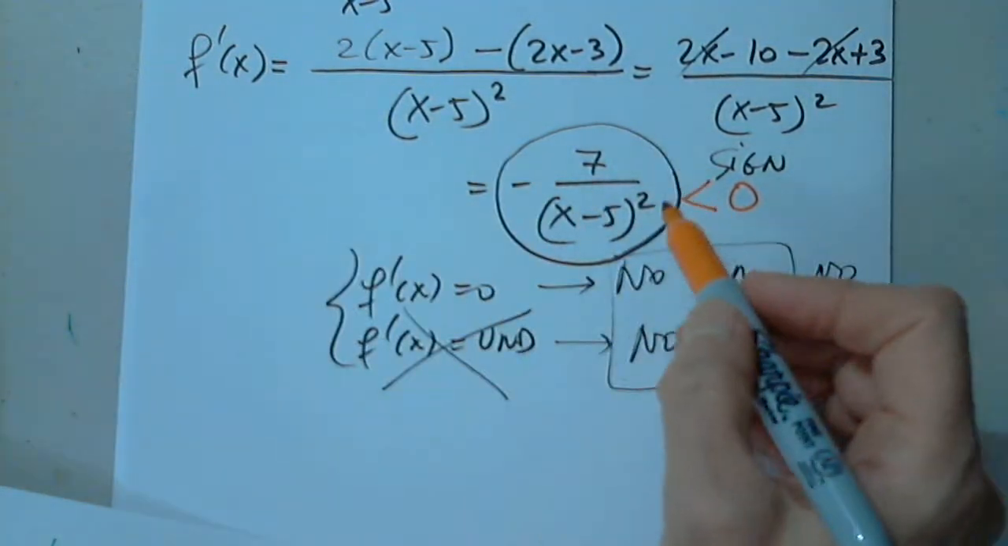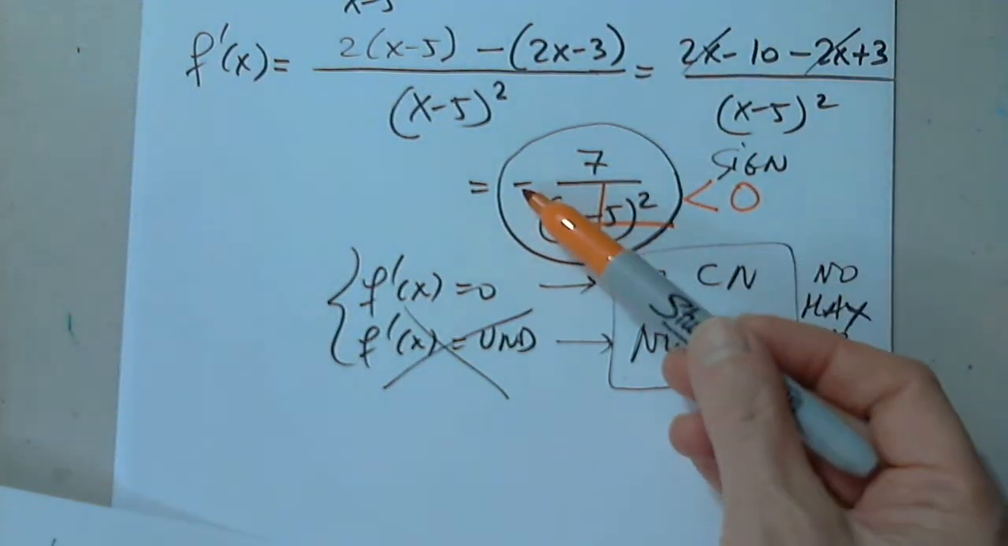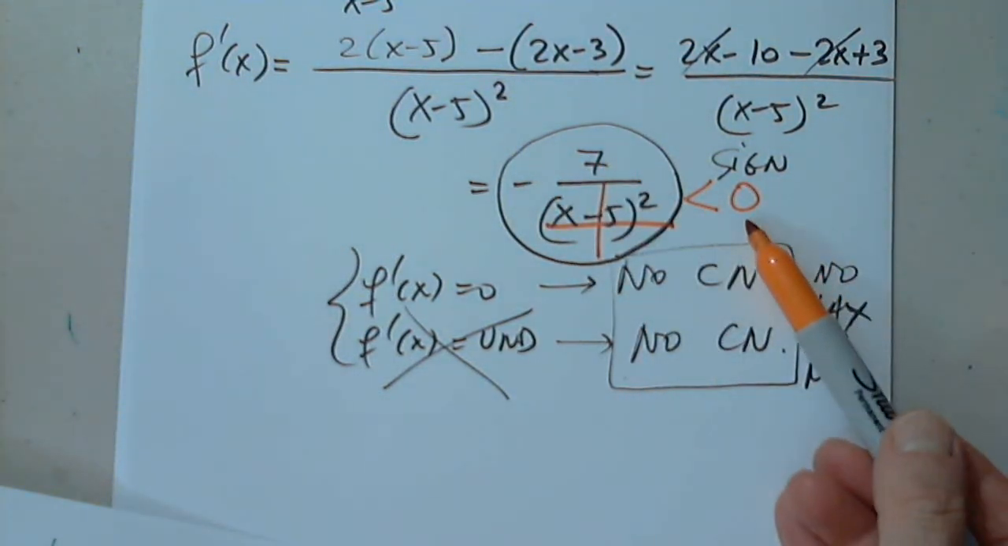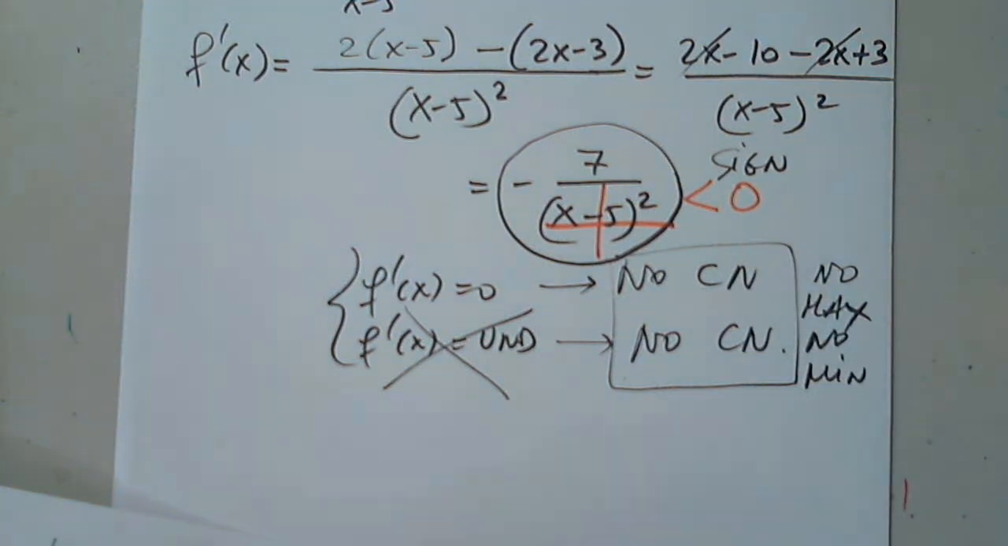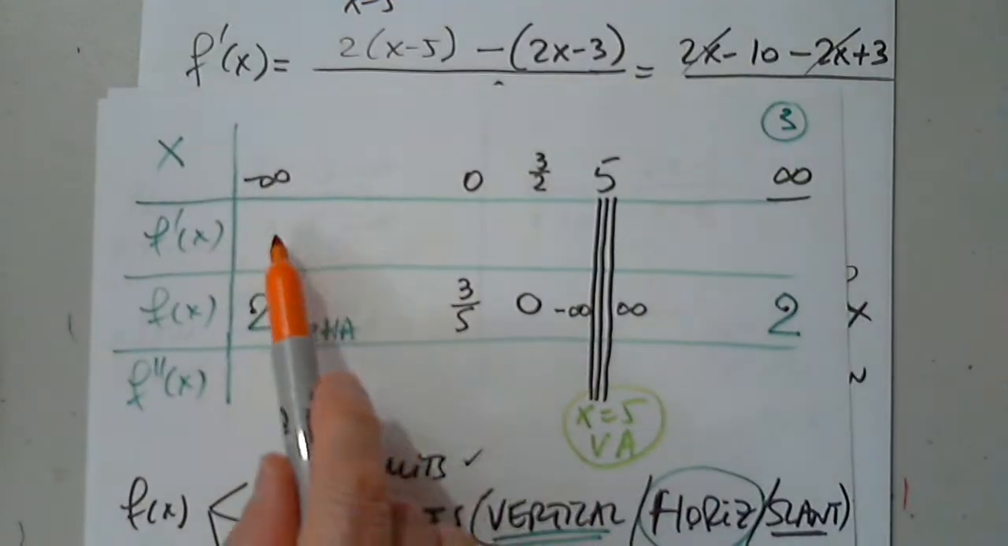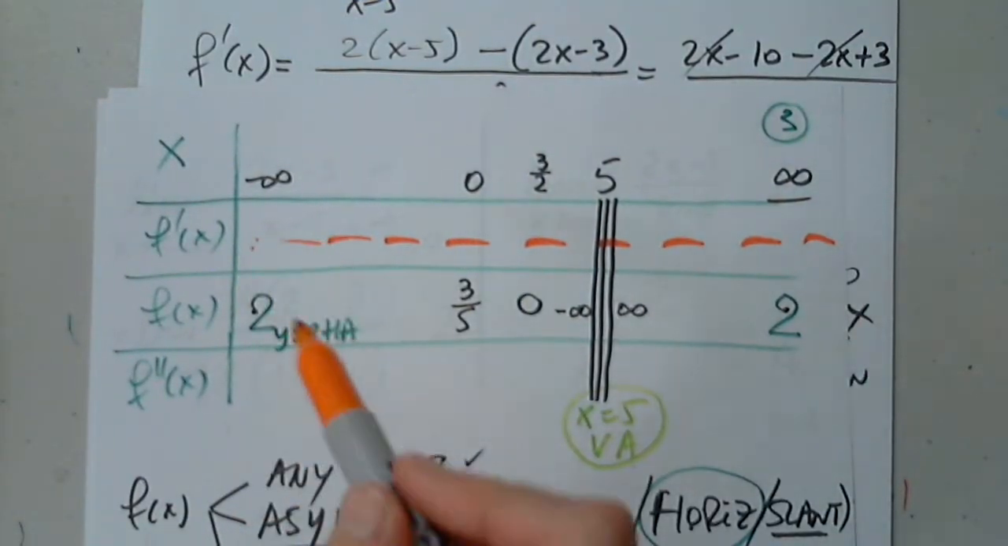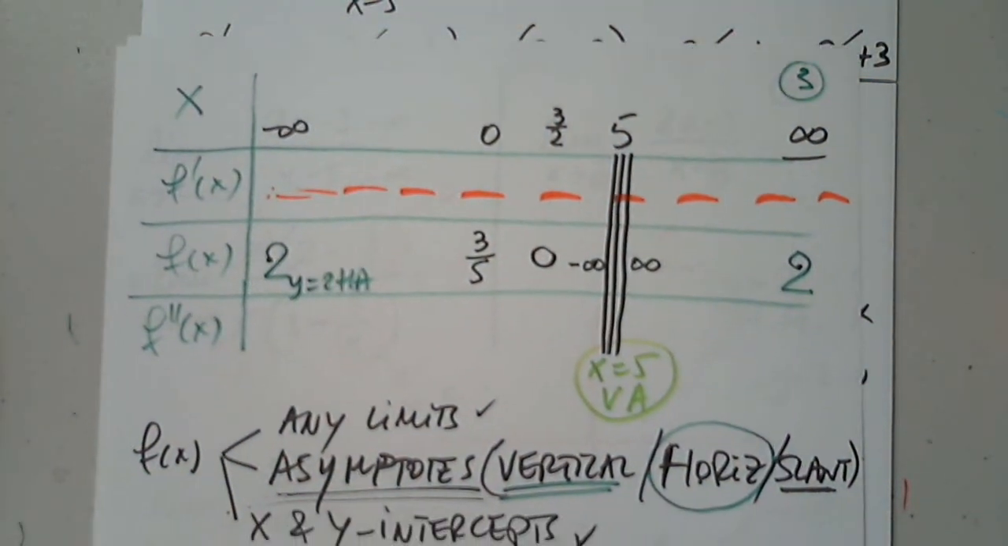What is it? Something positive. Yes, if this is always positive and there is a negative 7 at the top, obviously this will always be negative. Awesome. I found something. Put it in the table immediately.